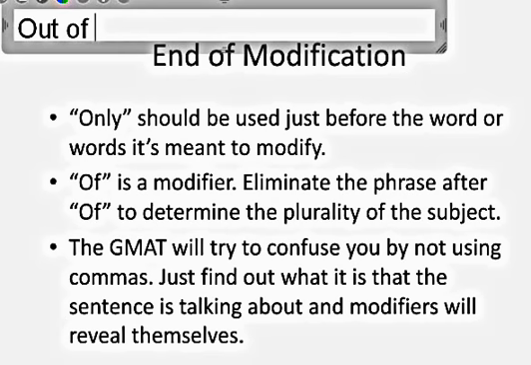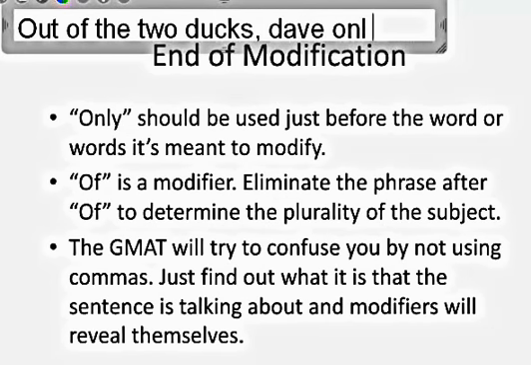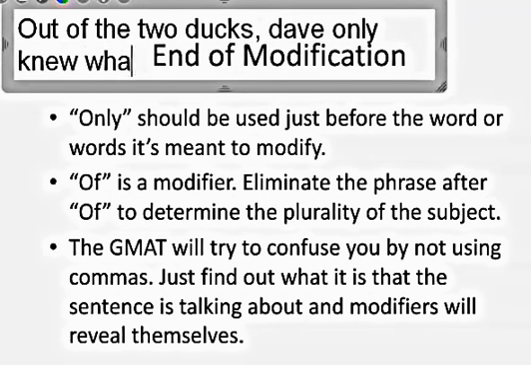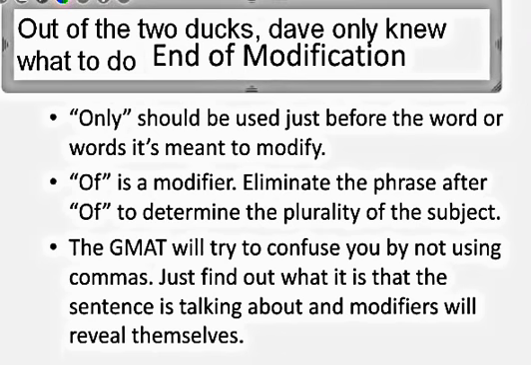Out of the two ducks, because they only know what to do. I hope you can see this clearly. In any case, what it says is, out of the two ducks, Dave only knew what to do.